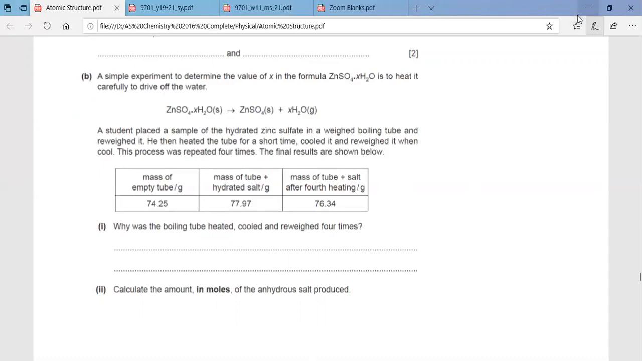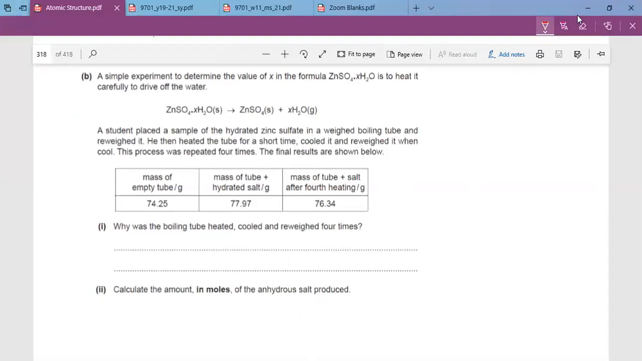Remember this is 1 mole here. Always remember. This is 1 mole here, so 1 mole of the whole thing gives you 1 mole of the anhydrous salt, and how many moles of water? X moles. Now this is the key, or we say 1 is to X.